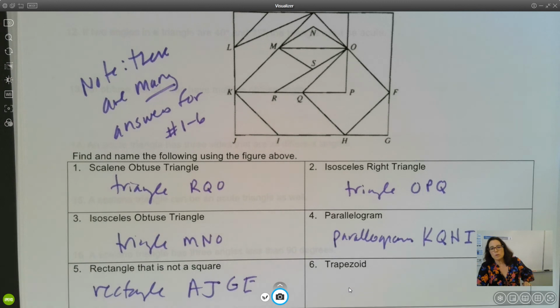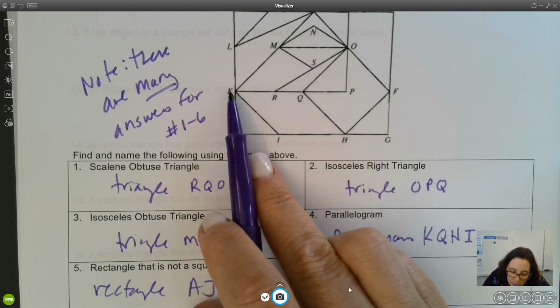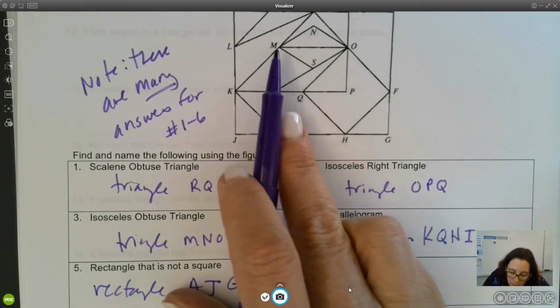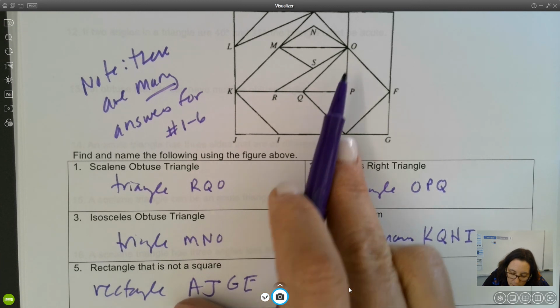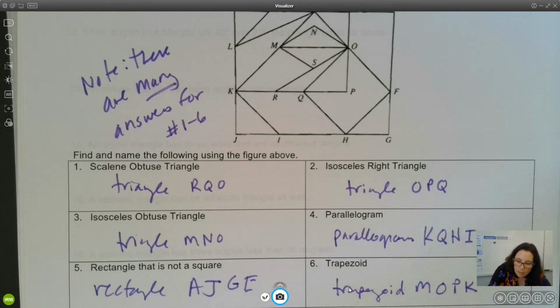Trapezoid. A trapezoid is a four-sided figure that has exactly one pair of parallel sides. So I see one right here. MOPK. MO is parallel to KP. Those are parallel. And then the other two sides are connecting those parallel lines. So trapezoid, MOPK. And again, there are many. Those were just one example of each.